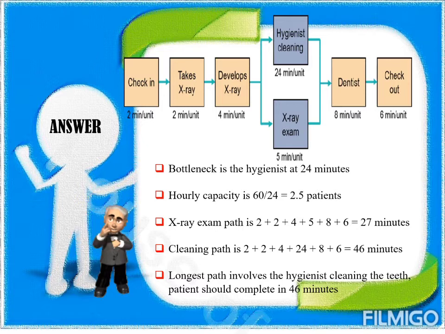As we know, just now we answered the bottleneck question, and we obtained 24 minutes as the answer. So for this hourly capacity, 60 minutes divided by 24 minutes, which is the bottleneck of the process. So the answer will be 2.5 patients.